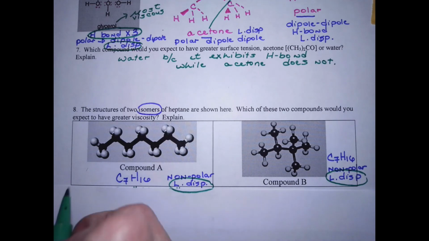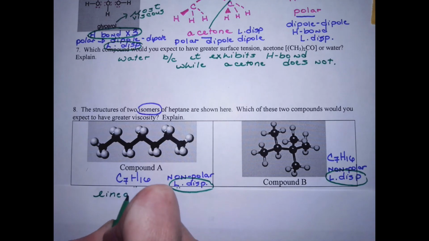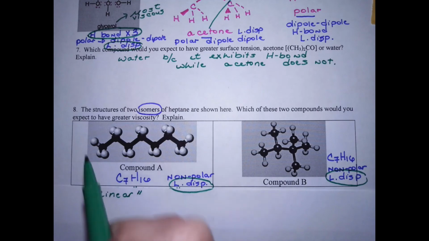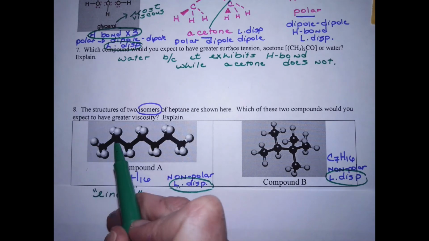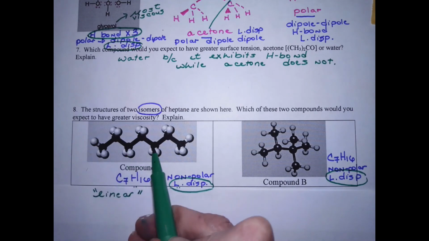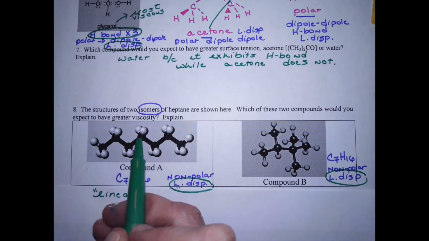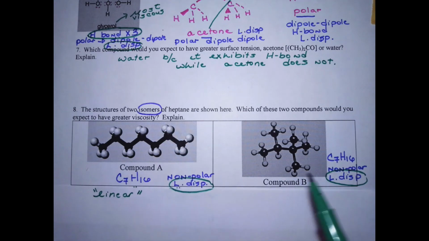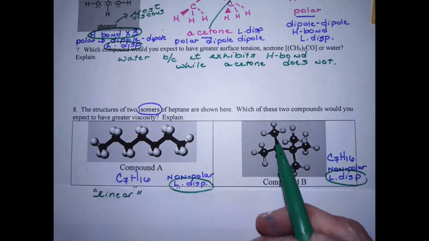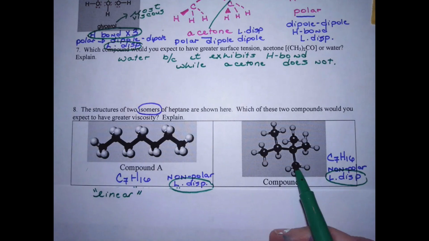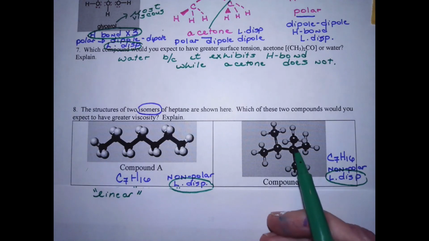Here we have this more linear structure. And students oftentimes get upset at me when I describe compound A as being linear. Yes, each one of these carbons is a tetrahedral carbon. However, they're lined up. They're in a line. Whereas over here, again, we have tetrahedral carbons, but they're more clustered. So there's this carbon in the center with 4 carbons attached to it.